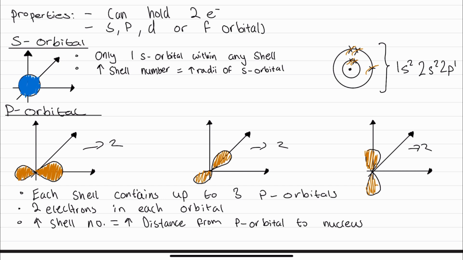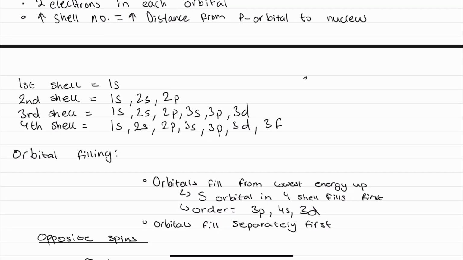Now this will get easier as we go along more examples. The s orbital can contain up to 2 electrons. So once you write 1s2, that's it. You must move on to now the second shell.